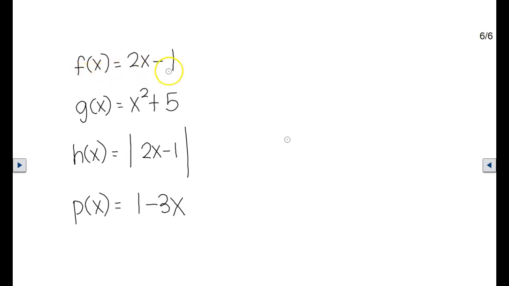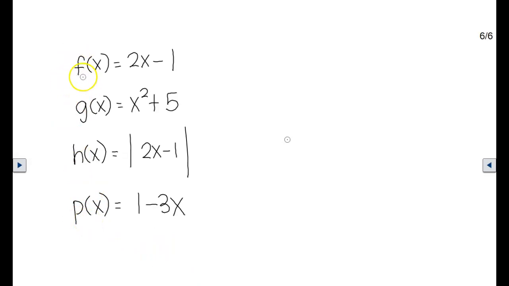So in this first function, you're going to do 2 times whatever x is and subtract 1 to get your y value. In this second function, you're going to do x to the second power and add 5 to get your y value. In this third one, you're going to do 2 times x, subtract 1, and then take the absolute value to get what y is. And in the last one, you're going to do 1 minus 3 times whatever x is to get your y value. And what I want you to notice is each one of these functions has a different name.